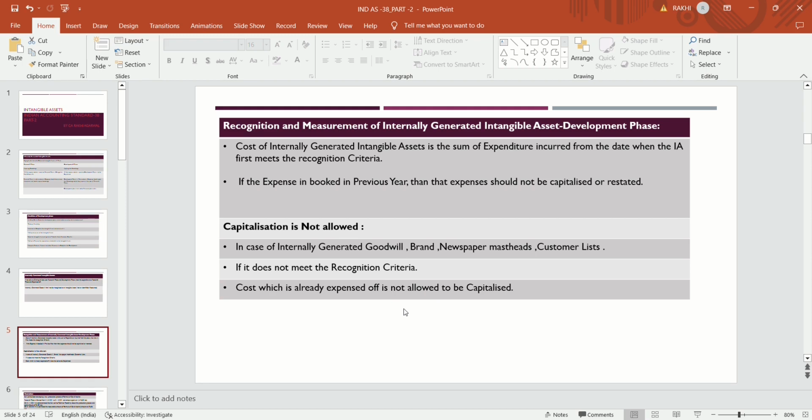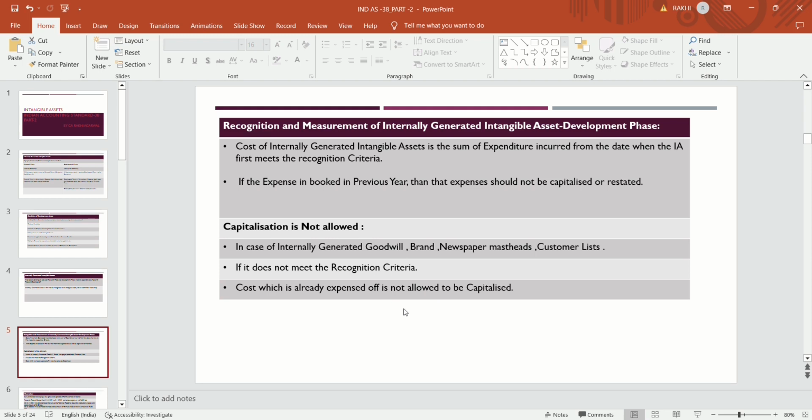Capitalization is not allowed if there is internally generated goodwill, brand name, newspaper mastheads, and customer lists. If they are internally generated, then they are not to be capitalized because they are not fulfilling the definition of an identifiable asset.